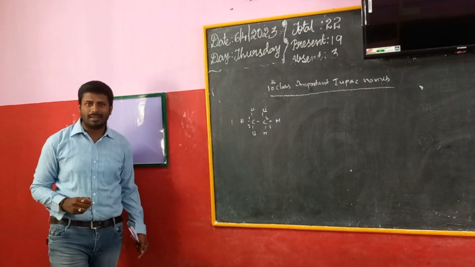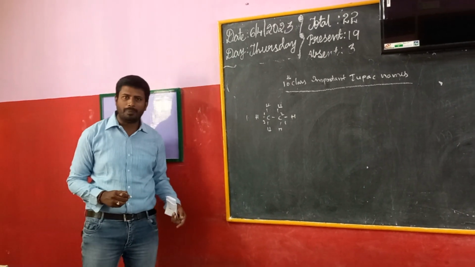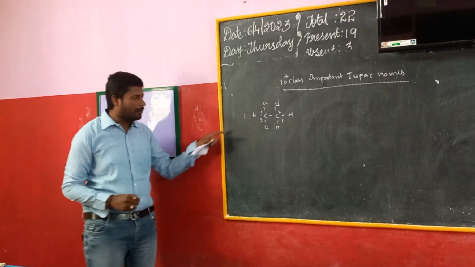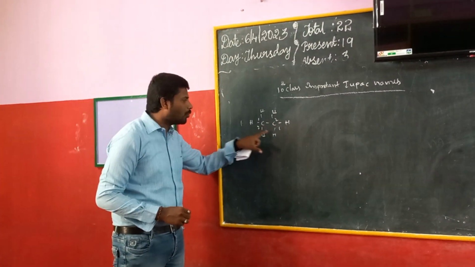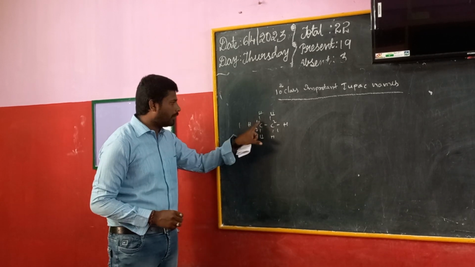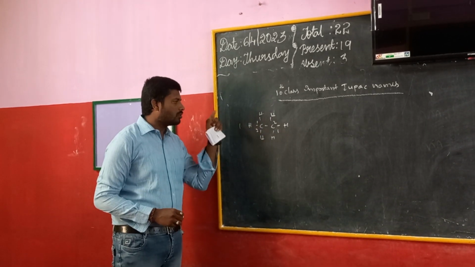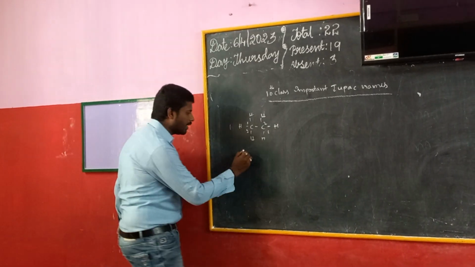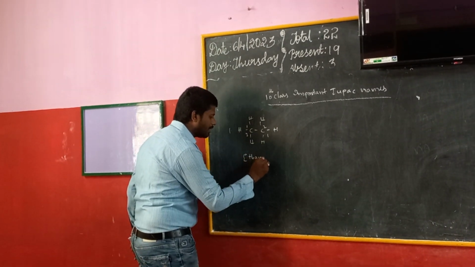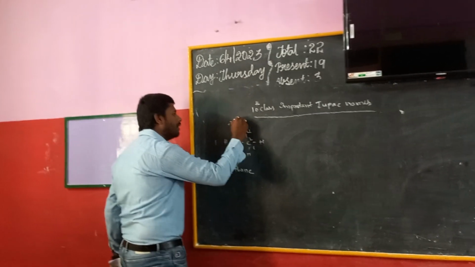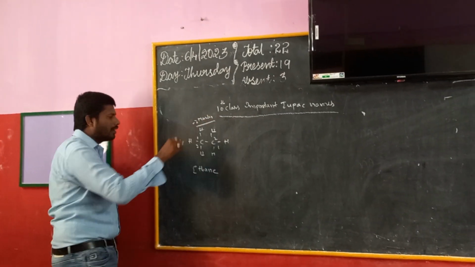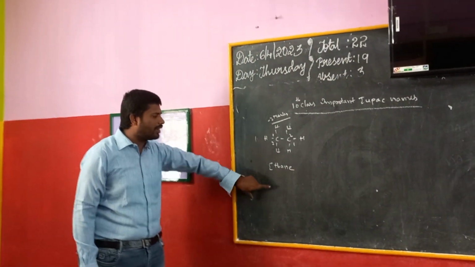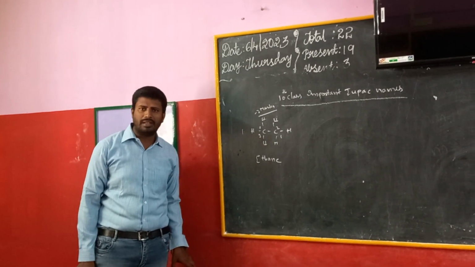So 1 means meth, 2 means eth, 3 means prop, 4 means but, 5 means pent, 6 means hex, 7 means hept. Basing on this, here we have only two carbon chains, 1, 2 and 1, 2. So it is nothing but ethane. If something like this comes in the examination, usually it will be given as 2 marks or 1 mark. It won't take much time and you can write it very easily.